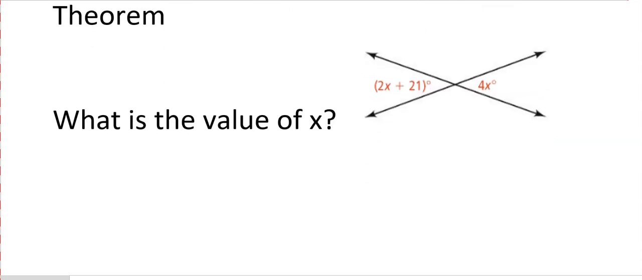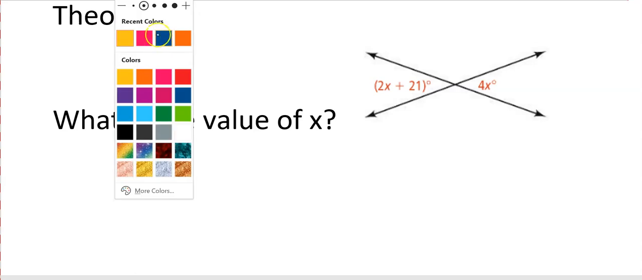So in this one, when you are looking at the picture, look for the x. Those are vertical angles. You know that now vertical angles are the same. So what we're going to do is we're going to set those two things they're giving us equal, and we're going to solve for the variable.